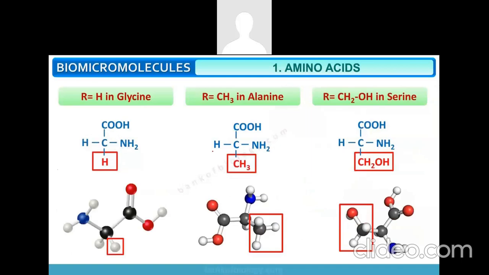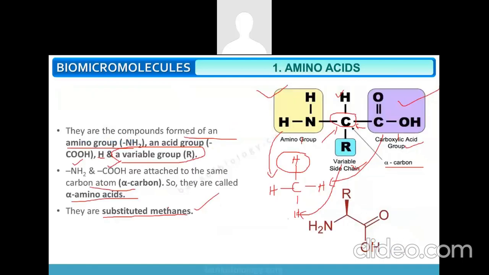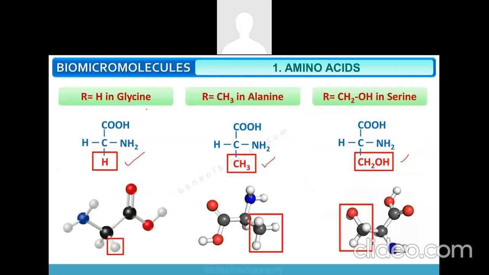So I said there is going to be one change in the R group, and based upon this change in the R group, the type of amino acid is also going to change. For example, if that R is substituted by H, then it becomes glycine. If it is substituted by CH3, then it is alanine. If it is CH2OH, then it is serine.